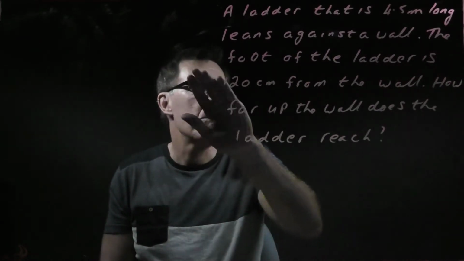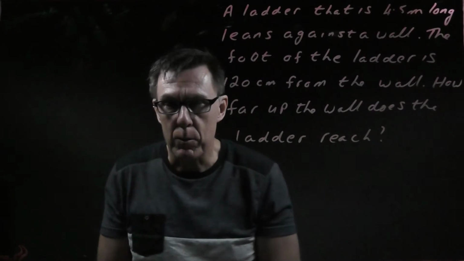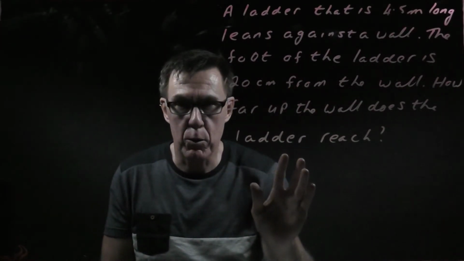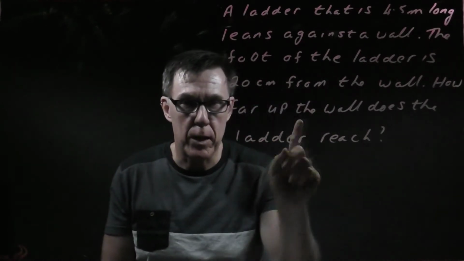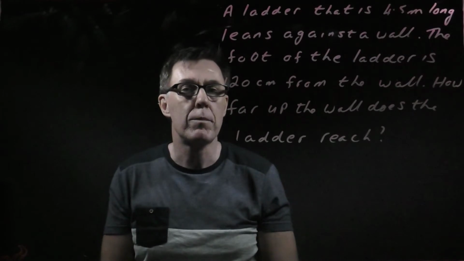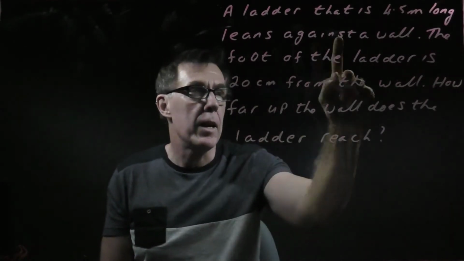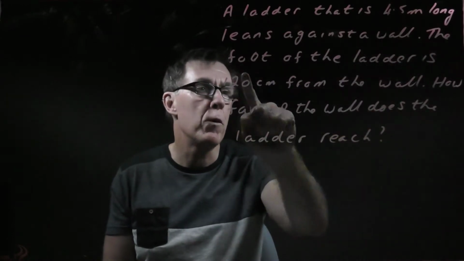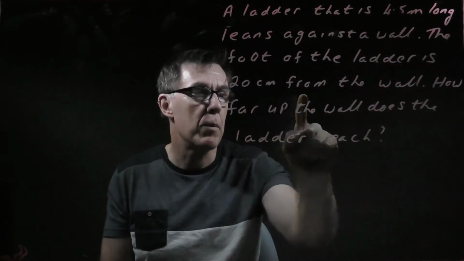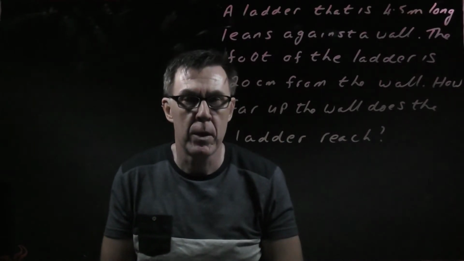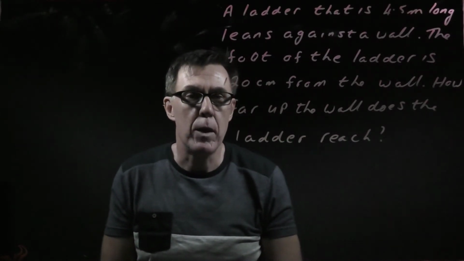First of all, we read through. With these word problems, I always advise you, read it through once and don't write a single thing down. Then read it the second time and begin writing things down. Get a feel for what the question's talking about. So first read it. A ladder that's 4.5 meters long leans against a wall. The foot of the ladder is 120 centimeters from the wall. How far up the wall does the ladder reach? So we've got some idea what the question's about now.